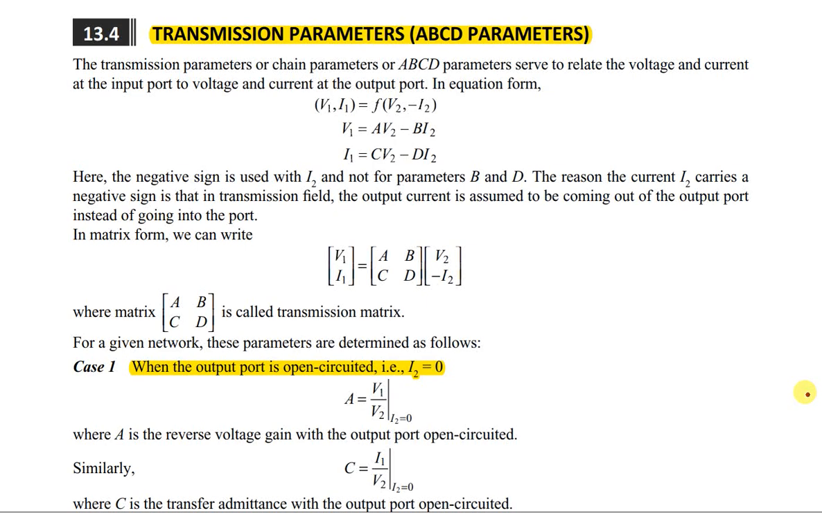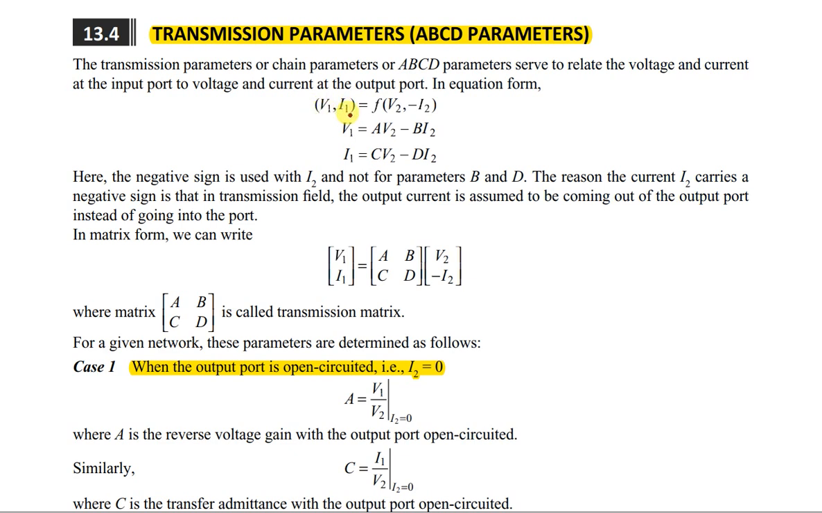T parameters. T stands for transmission parameters. It is also referred to as ABCD parameters. It relates voltage and current. We are expressing voltage and current at the input side.